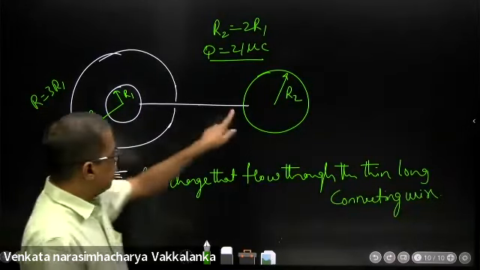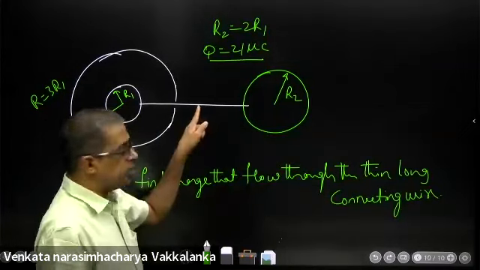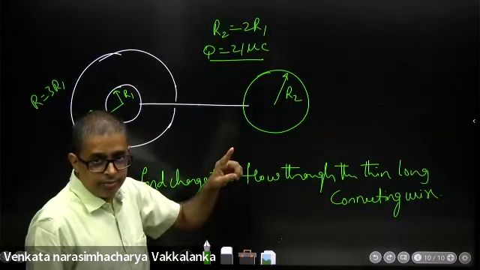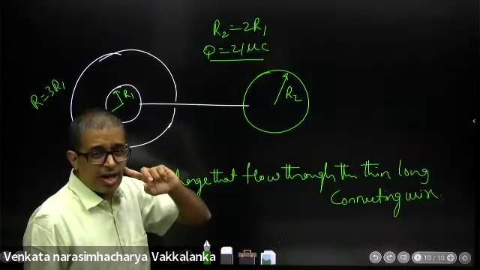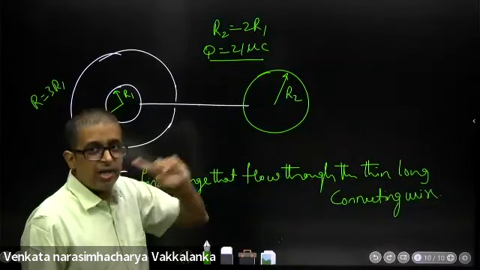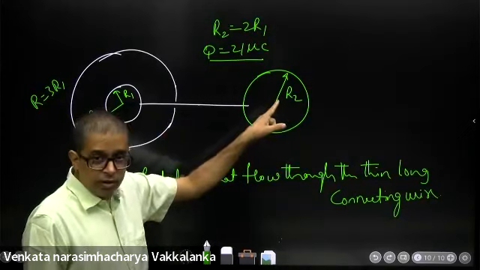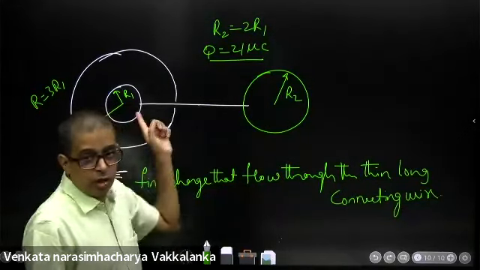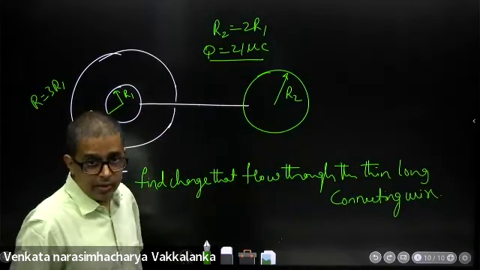Keep one thing in mind, specifically they emphasize that this wire is long. You know why I am telling you that? No interaction between R2 and R2. If not, because of its charge, the potential on this will have to be calculated.